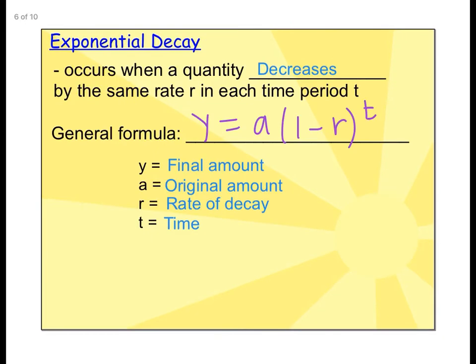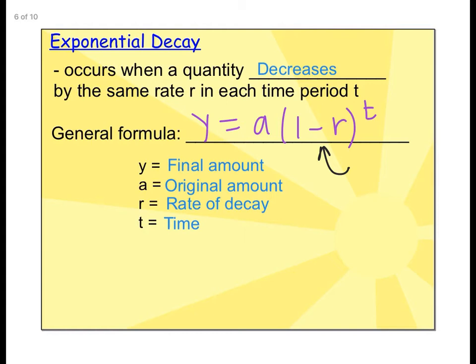Okay, so now we have to look at the flip side. We don't always grow with exponential functions. Sometimes we have decay. So this occurs when a quantity decreases by the same rate r in each time period t. So it's really like the opposite of exponential growth. Instead of getting bigger, we are going to get smaller. So the generic formula will look very similar to exponential growth. We'll have y equals a, and then in the parentheses we have 1 minus r instead to the t power since we are losing something.